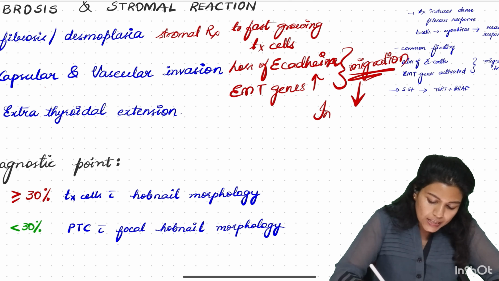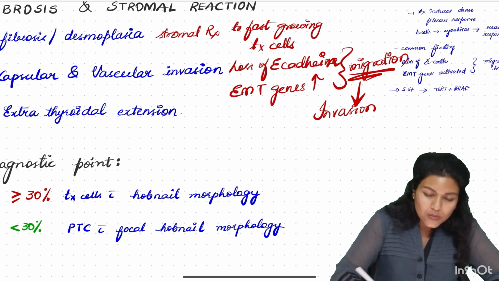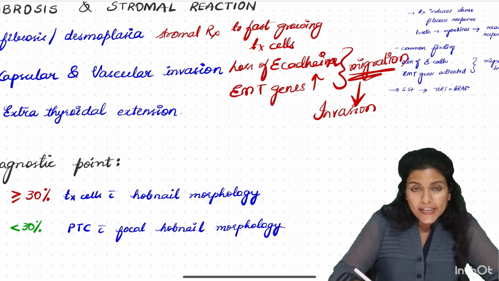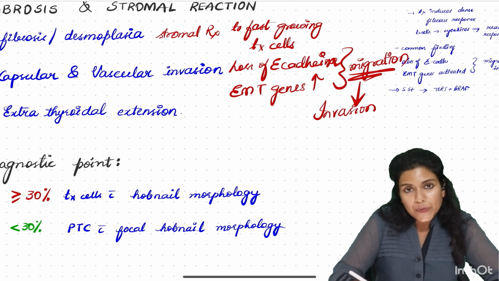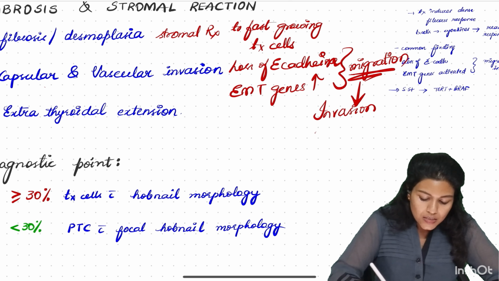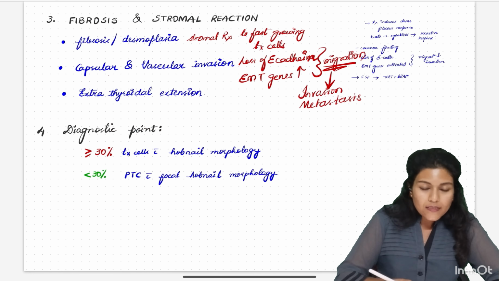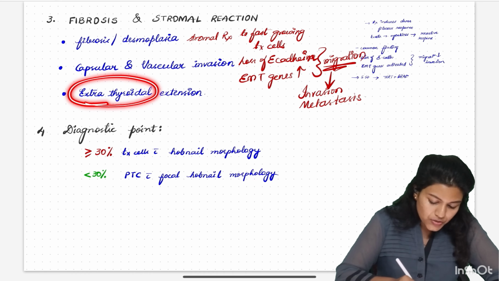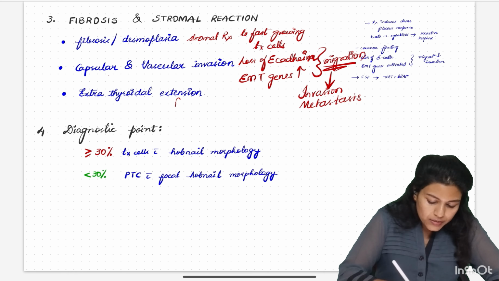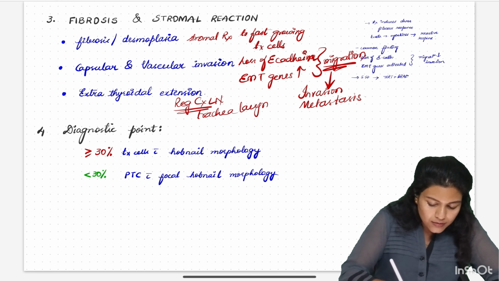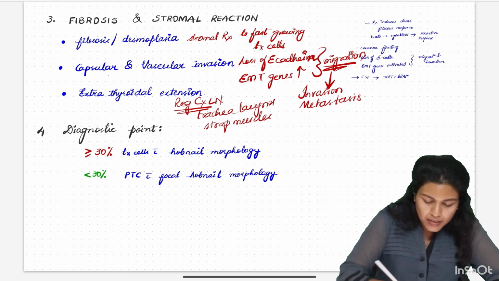Migration means it will help in invasion, that is, invade the local surrounding stroma, and can also invade the capsule and reach the blood vessels. So that is called metastasis. They help in invasion and metastasis to distant sites also. Distant sites means extrathyroidal extension is also possible. Most commonly regional cervical lymph nodes or the trachea, larynx, the neck strap muscles, the surrounding fat or soft tissues, all these are involved.